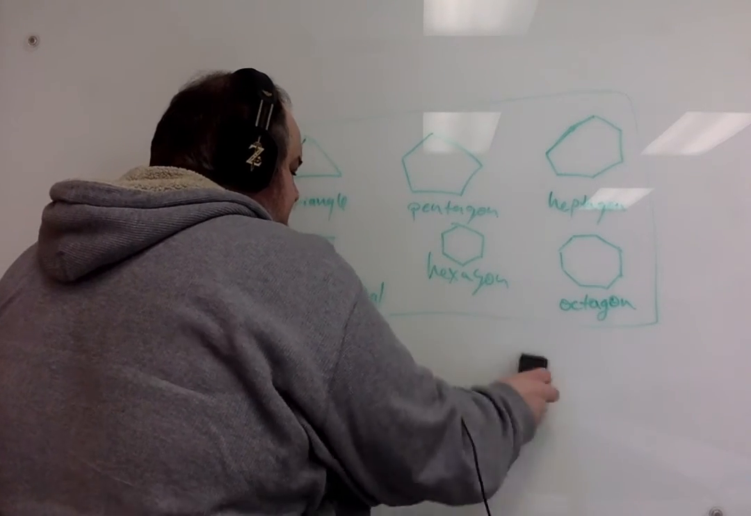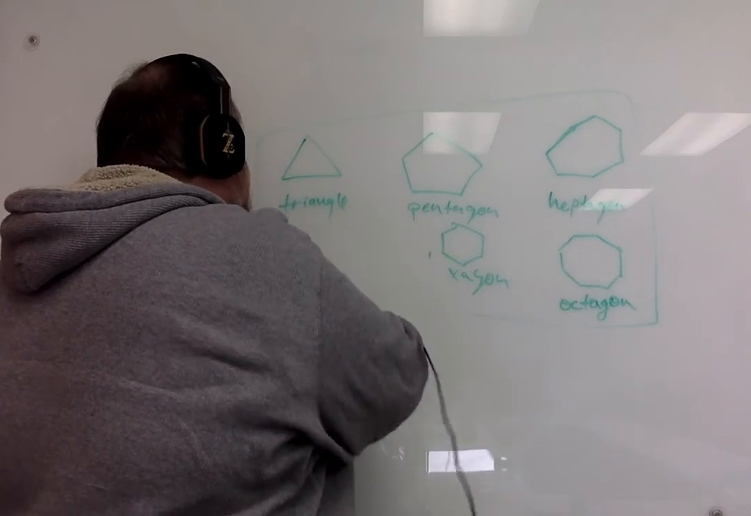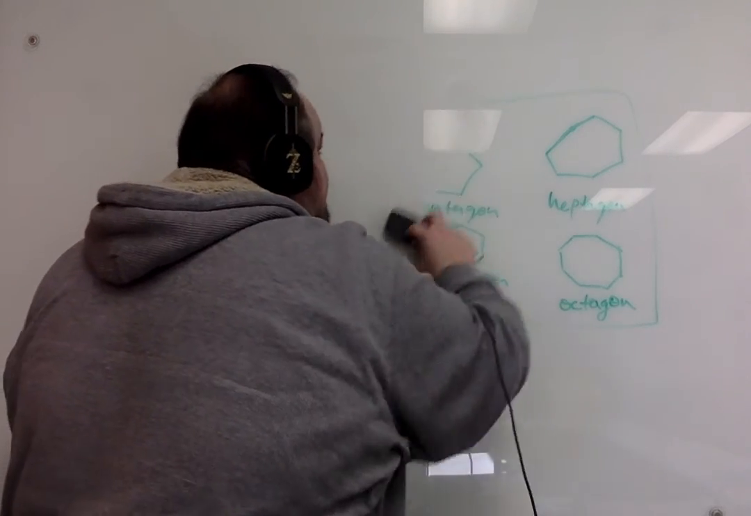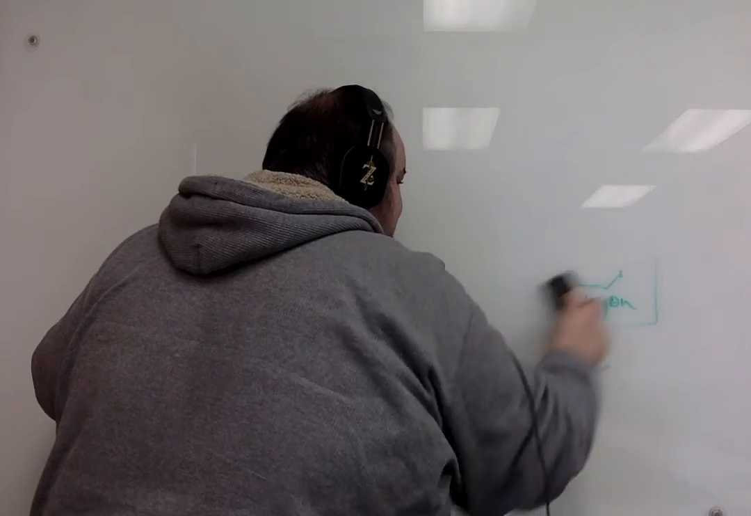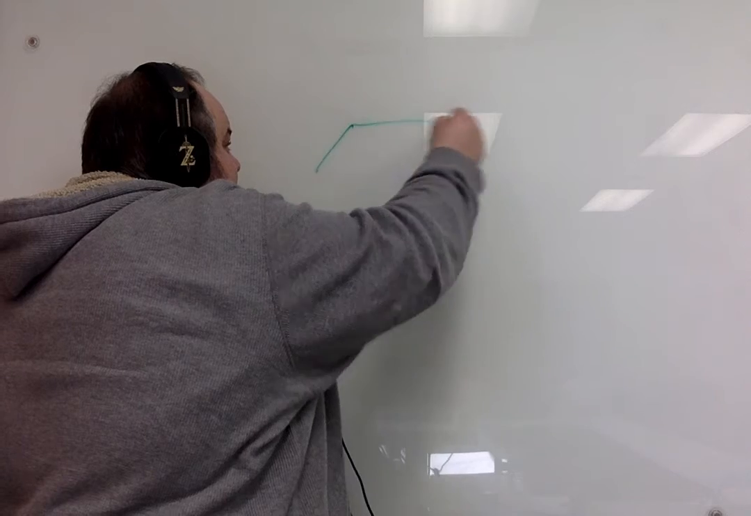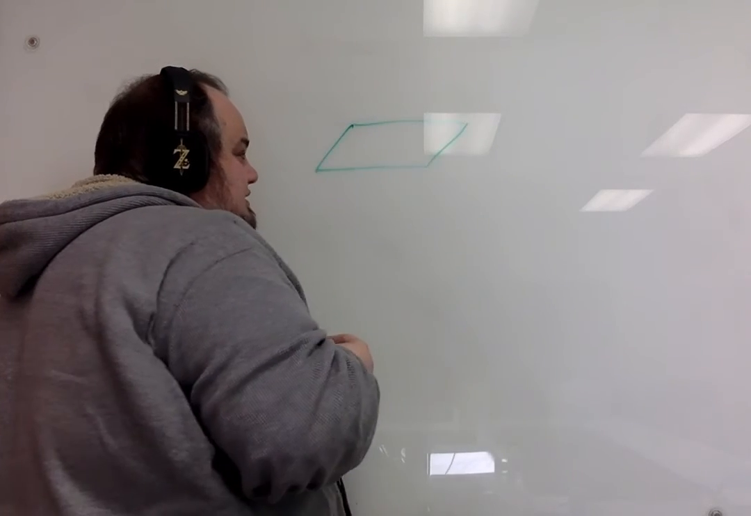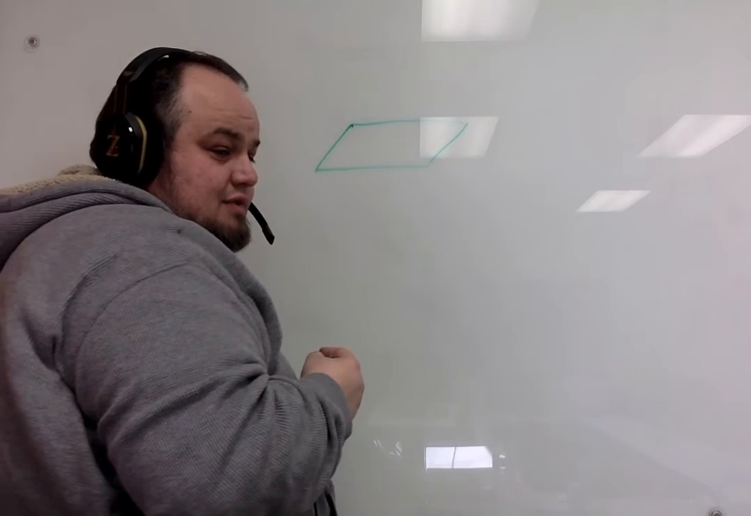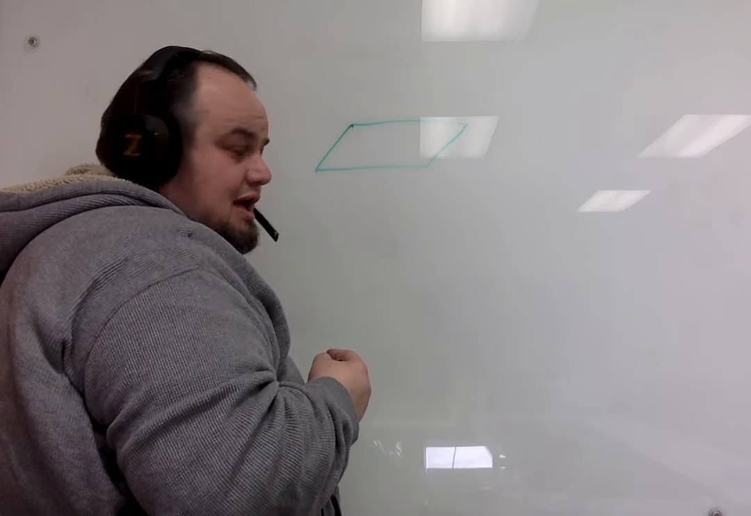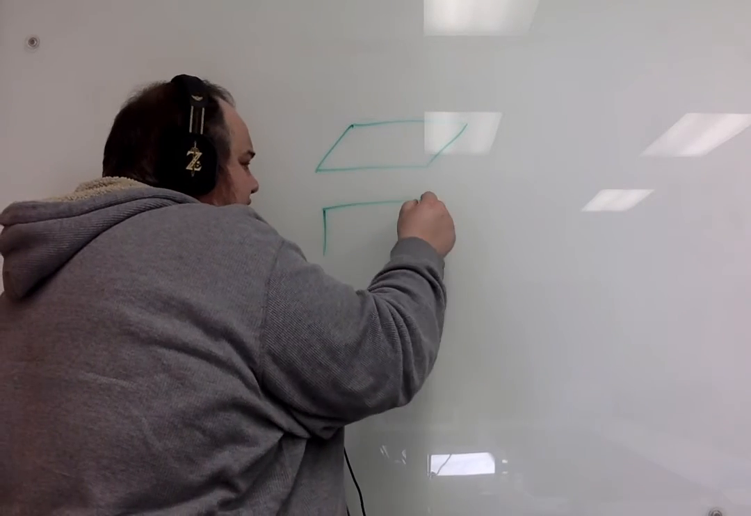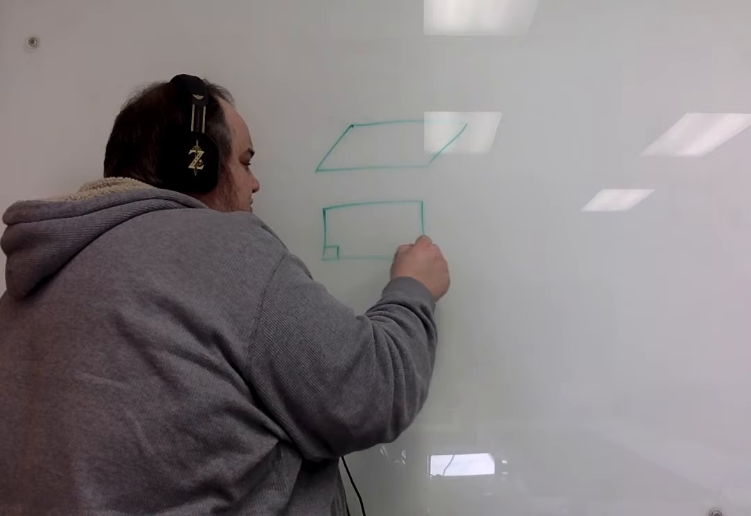Okay. Next, let's take a look at special types of quadrilaterals. So your book mentions several of them. Let's take a look. So it says a special type of quadrilateral is a parallelogram, where its sides are parallel. So that would be a parallelogram. And then we have a rectangle. It's a type of parallelogram with right angles.